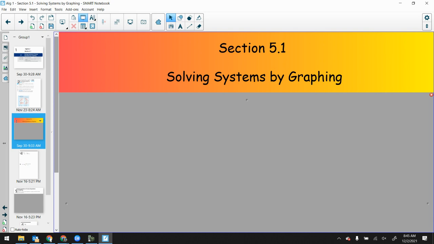Now, here we're going to get into chapter 5. We are not going to get all the way through chapter 5 by the end of the semester. We only have like a week and a half left until we have to start reviewing for the exam. So, we're going to get the first 3 sections done before the exam. We're going to do 5.1, 5.2, and 5.3. And it's all about systems of equations.